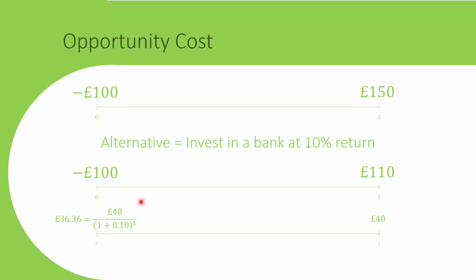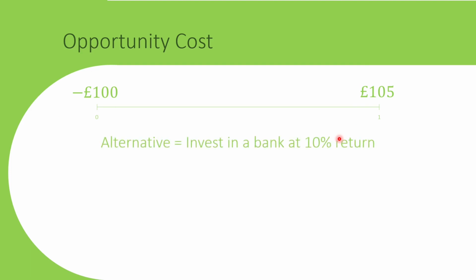So that £40 divided by 1.10 to the power of 1 gives you 36.36. So what we're saying is that this option over here is better than this option over here, our next best alternative, by 36.36. Okay.